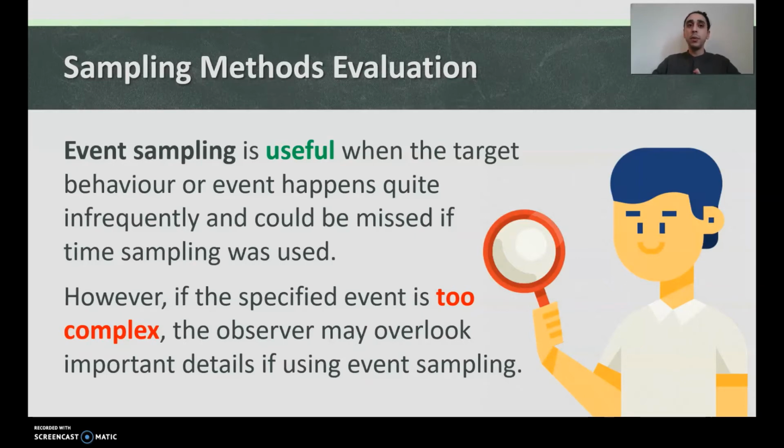Event sampling is useful when the target behavior or event happens quite infrequently and could be missed if time sampling was used. However, if the specific event is too complex, the observer may overlook important details if using event sampling.